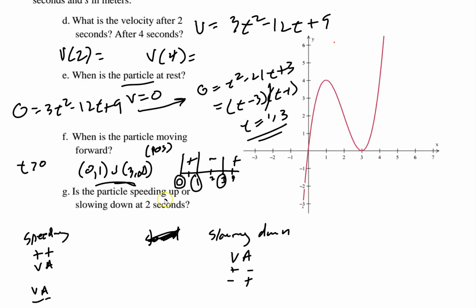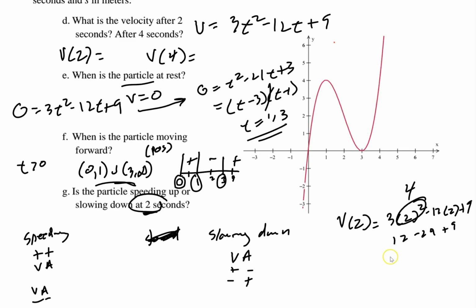The easiest way to do this at 2 seconds, so there are always 2 ways to do this. One way, you could do the sign chart for each one and compare them. But the easiest way, especially if we're talking about a specific time, is just plug that into both of them. Let's find the velocity at 2 seconds. So let's plug it in: 12 minus 24 plus 9, negative 12 plus 9 is negative 3. So that's the velocity at 2 seconds. It's moving to the left. Remember, that doesn't mean it's decreasing, it just means it's moving to the left.